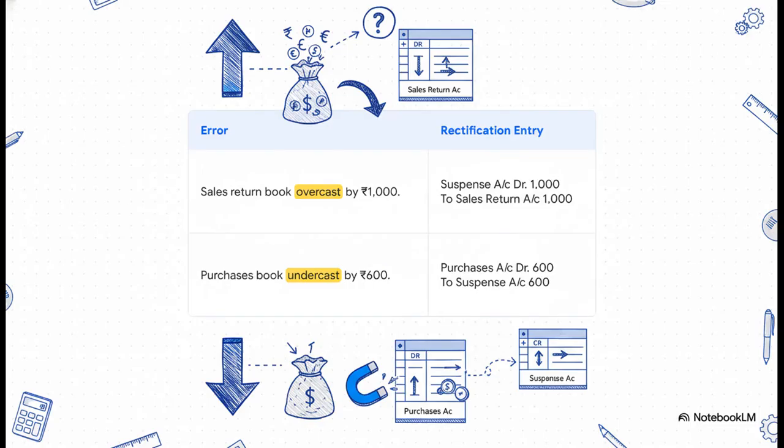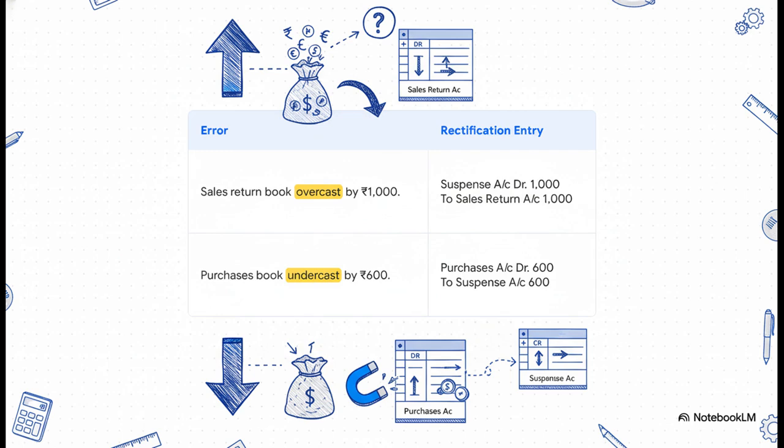Let's look at a couple of quick examples to see how this works. In the first case, the sales return book was overcast. That's a fancy word for totaled too much, by 1,000 rupees. So the sales return account has too much debit. To reduce it, we need to credit it, right? So we credit sales return, and the matching debit goes to, you guessed it, the suspense account. In the second case, the purchases book was undercast, or short by 600. So the purchases account needs more debit. We debit purchases for 600, and the matching credit goes to the suspense account.